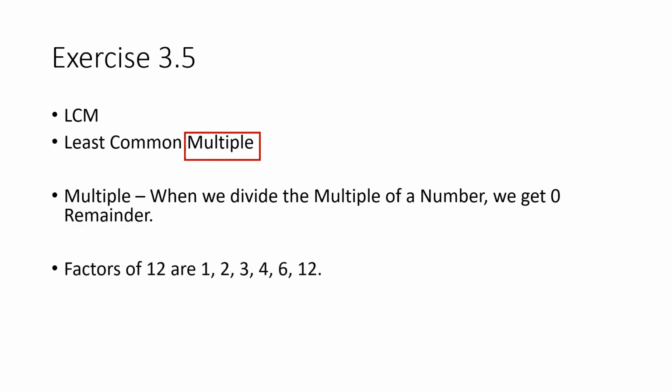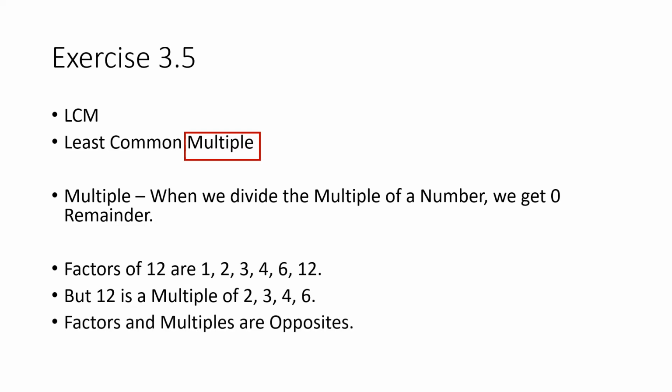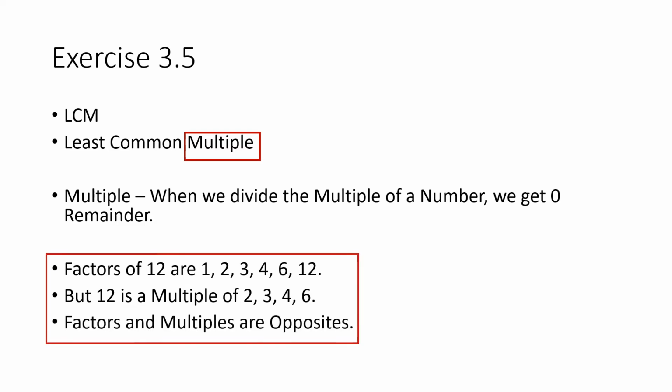So factors of 12 are 1, 2, 3, 4, 6 and 12. But 12 is a multiple of 2, 3, 4 and 6. Factors and multiples are opposites. Remember that when we were doing HCF, we were trying to find the highest common factor. When we are doing LCM, we are trying to find the least common multiple. So that is where factors and multiples come from.